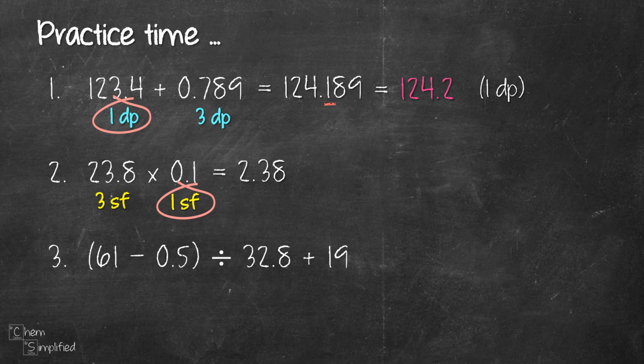To round off to 1 sig fig, we look at the digit to the right of 2. Since it's a 3, which is less than 5, we don't need to round up. The final answer is 2 in 1 sig fig.